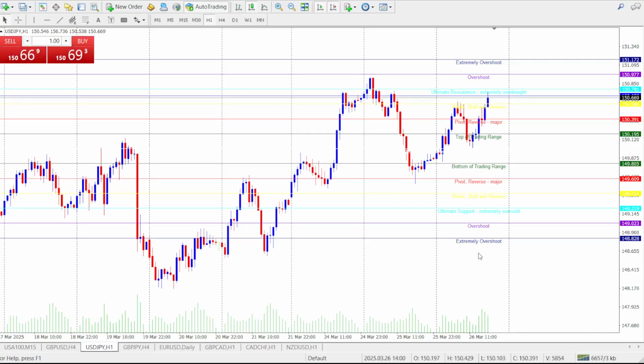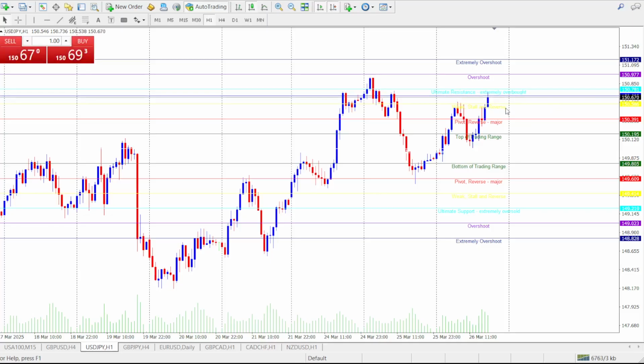Then for a sell signal, when price reaches major resistance, perhaps around the extremely overshoot or the overshoot or the ultimate resistance, which is extremely overbought, when price reaches either of these levels, it could indicate that a bearish reversal might follow afterwards. So you should be looking for sell signals and confirmation before entering a short trade.